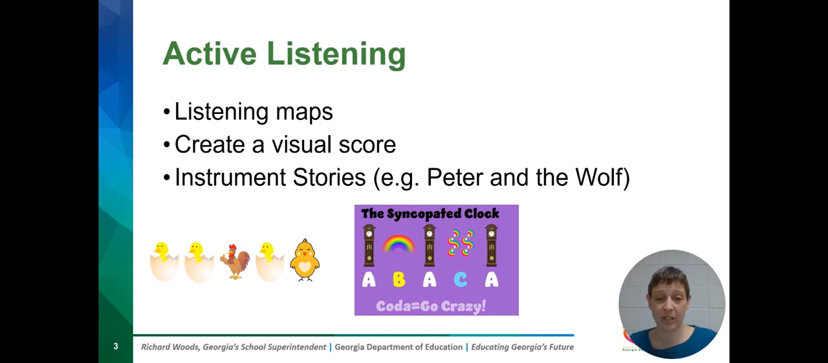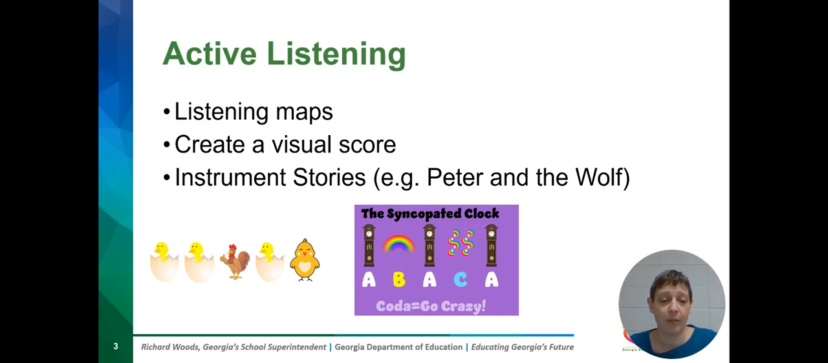One of the easiest ways to go about this is with listening maps. I've put a couple of examples here on the slide, just things that I made up really easily. I don't know if you can tell, but the first one with the chickens goes to Ballet of the Unhatched Chicks from Pictures at an Exhibition by Mussorgsky. And so I just made it really simple. I used this in kindergarten.